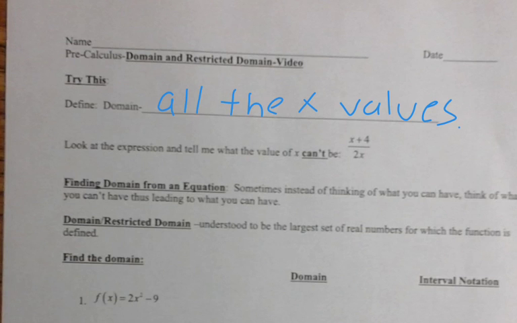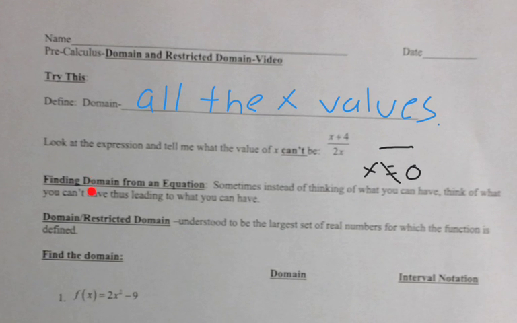Now, if we were to look at this expression, tell me what the value of x can't be. Notice can't is underlined and bolded, you can't miss it. So if we look over here, x plus 4 over 2x, we know that x cannot equal 0 because of fraction rules. Anything divided by 0, or 0 in the denominator, is undefined and we can't find it. So we know x cannot equal 0.